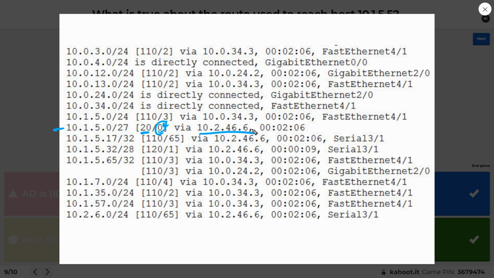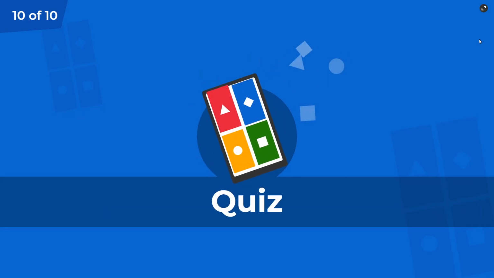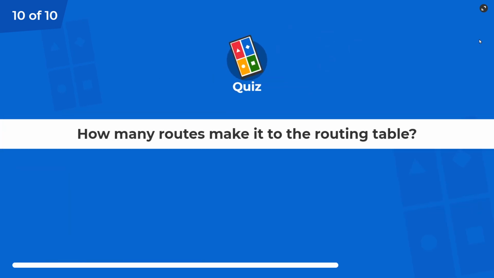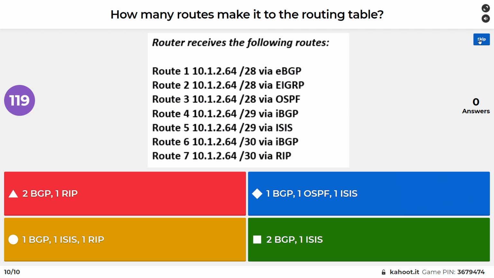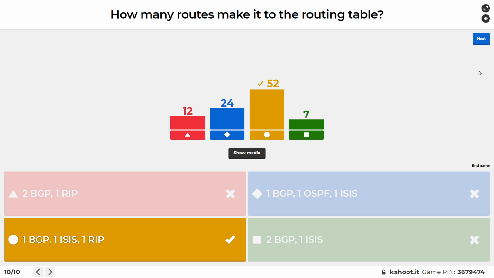So, all right. I think we have one more. Oh my gosh, it saved, I think, my favorite question for last. If you don't love it, that's okay. But I spent about a good 30 minutes yesterday crafting for you this final question, which I'm so glad they put last. And here it is. It is double points. How many of these routes make it into the routing table? All right, how many routes make it into the routing table?